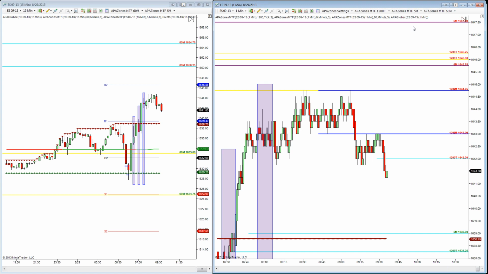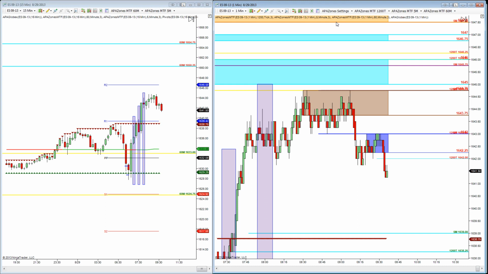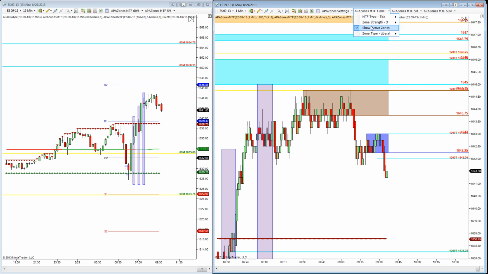So let me turn on a couple different zones here. You can kind of see how they change shape on the MTF stuff. And something else that I like to share with you guys is the active zones. Now, the active zones are actually just 1-minute zones, so they're pretty quick in forming.